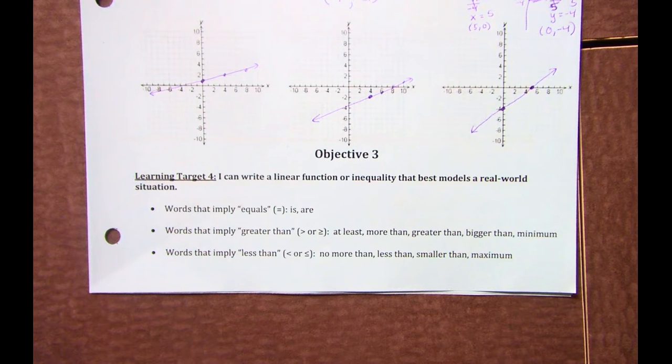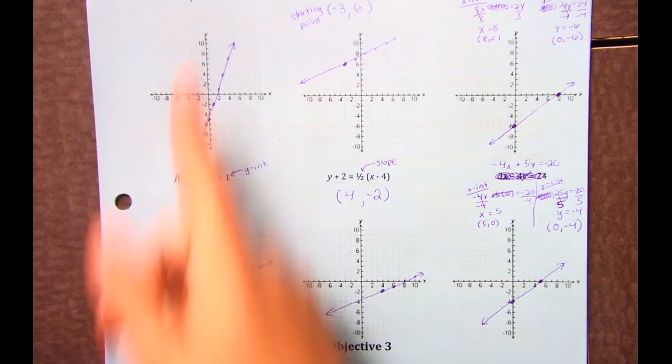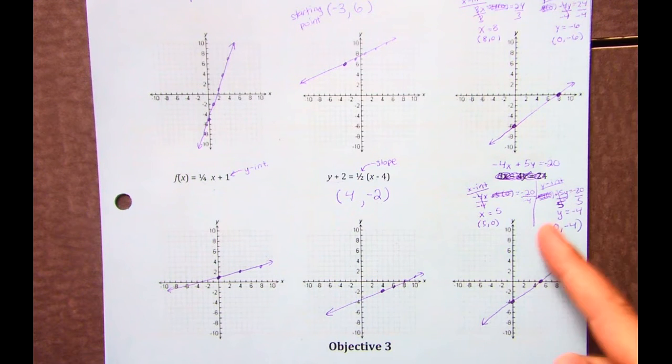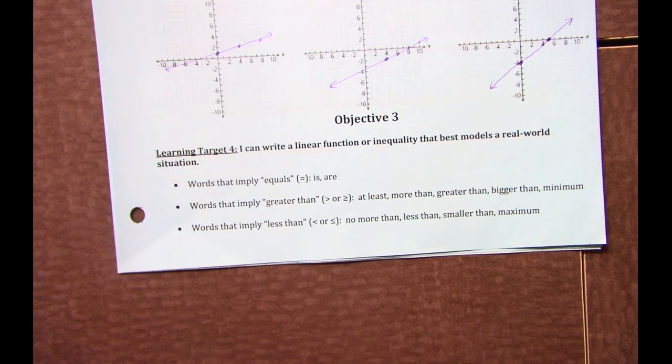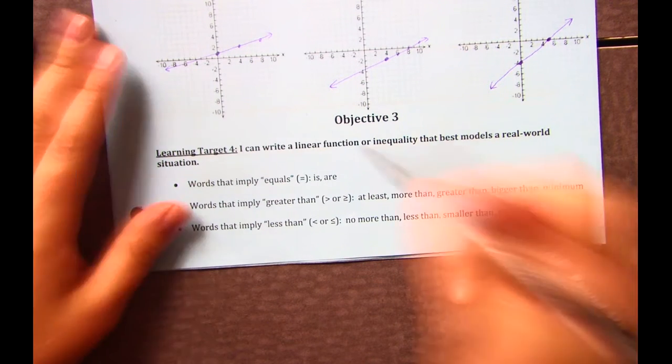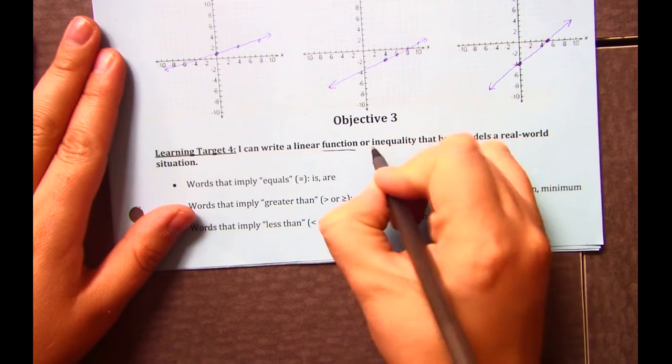So now we've talked about the different types of linear functions, and we've also talked about how to graph the linear functions in slope-intercept form, point-slope form, and standard form. Now we are going to talk about how to write a linear function or inequality that best models a real-world situation.